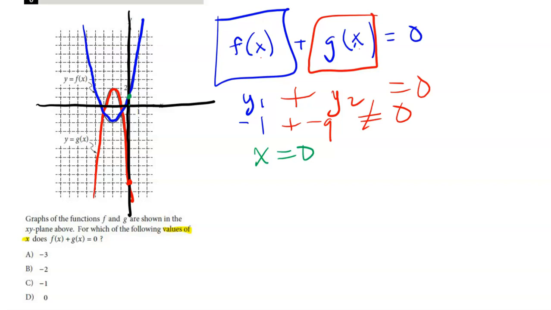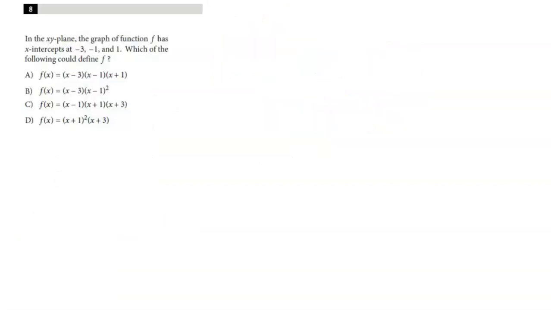Now, the one place that I do notice is right here. I have a y value of 2 and a y value of -2, which are going to come out to be 0. And that occurs right here. If this is 0, x equals -1, that's x equals -2 right there. So correct answer, B.